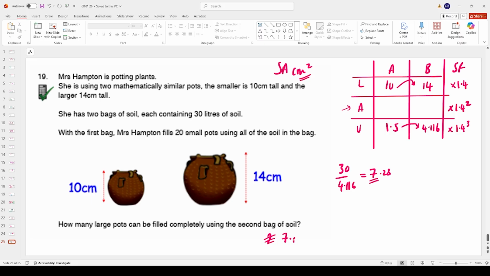Sad times, man. Sad times. Oh, not 7 centimeters, 7 bags. Hope you still got it right.